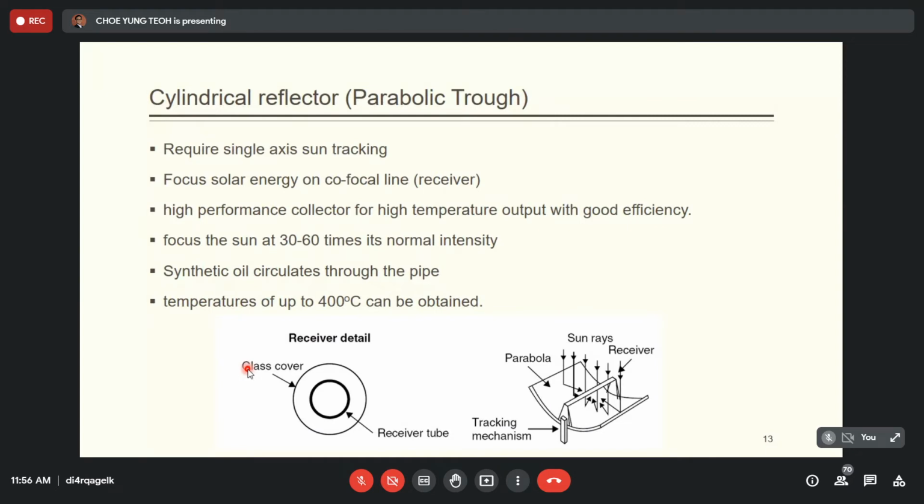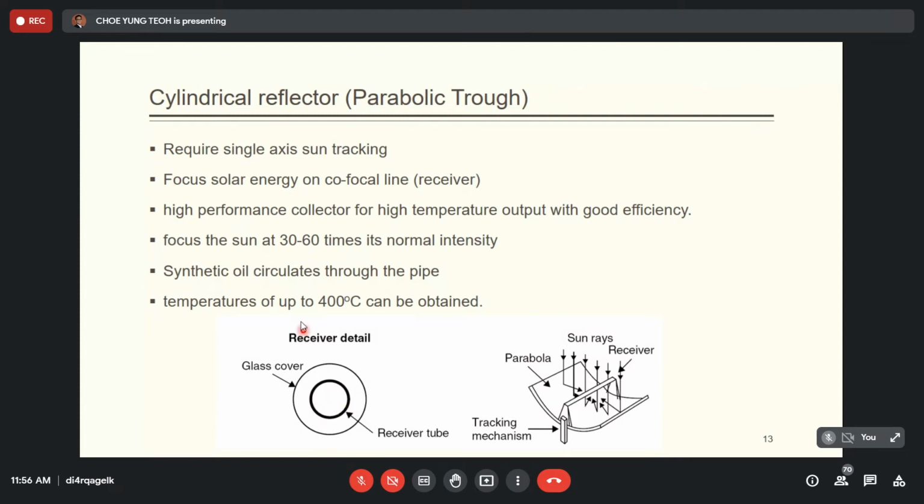Parabolic trough reflector. You can see that we have only one parabolic collector, and all the sunlight hitting it will be reflected to the middle receiver. Same thing, a co-focal line. In this co-focal line, you can see the receiver detail. You have a glass cover, inside can be vacuum, and then you have a receiver tube inside. You must make it vacuum because inside the tube will be very hot.